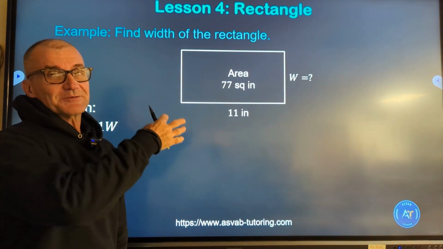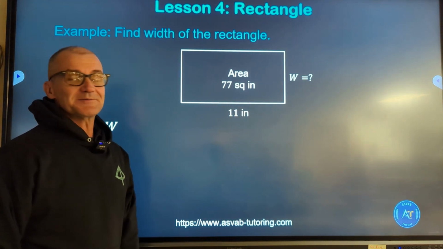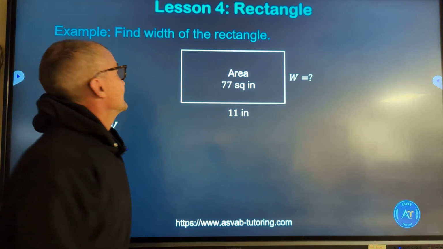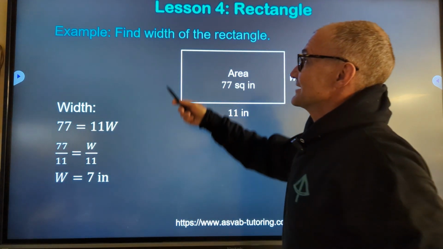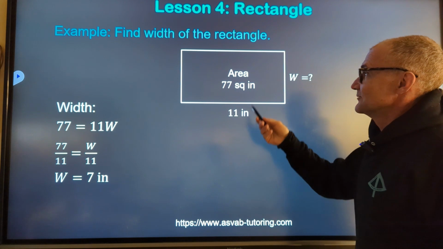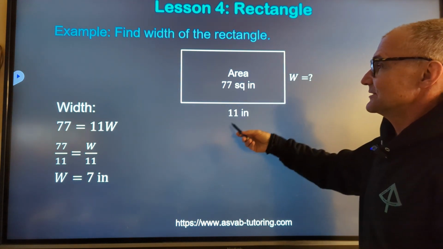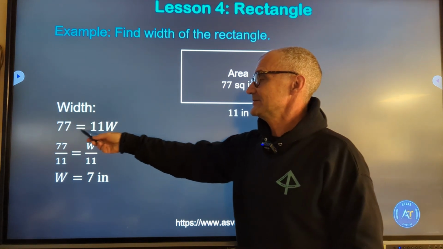All right, here's another problem right here. Pause the video, copy this problem down and do it, and then we'll do it when you unpause the video. Okay, first you always got to read the directions: find the width of the rectangle. Well, I'm given area, so I know length times width equals 77. So 11 times W equals 77.